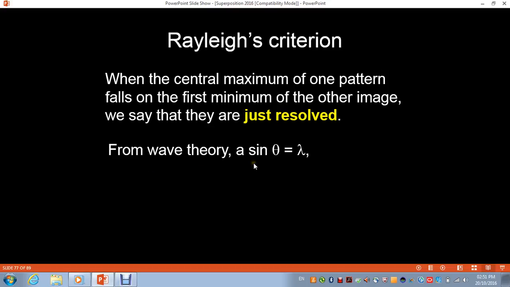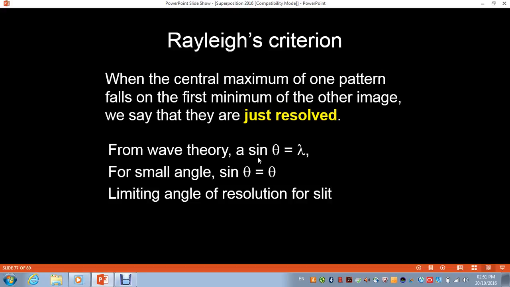And from the wave theory that I showed you just now, a sine theta equals lambda. So we get the minimum angle, assuming small angle, for you to resolve the two stars or the two objects: theta minimum equals lambda over a. How do I get this equation? Using small angle approximation, sine theta is approximately theta. Bring the a over. So the minimum angle between the two stars must be lambda over a. Then you can just resolve the two stars or the two objects.